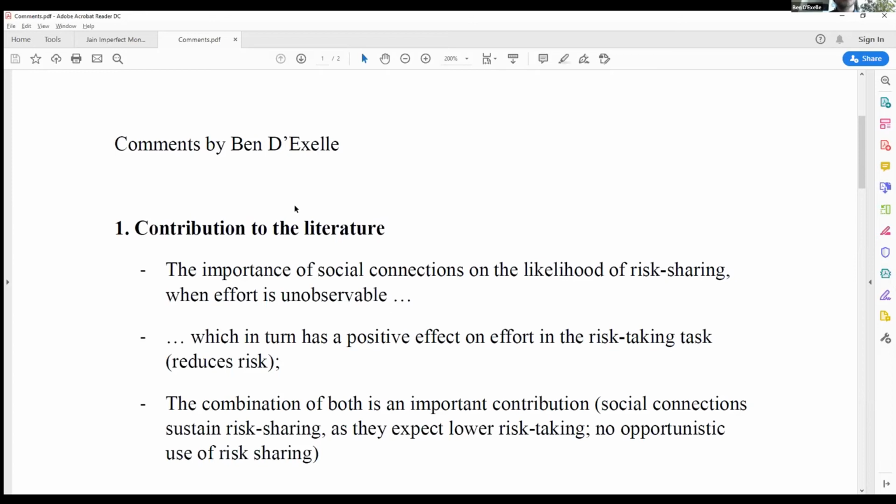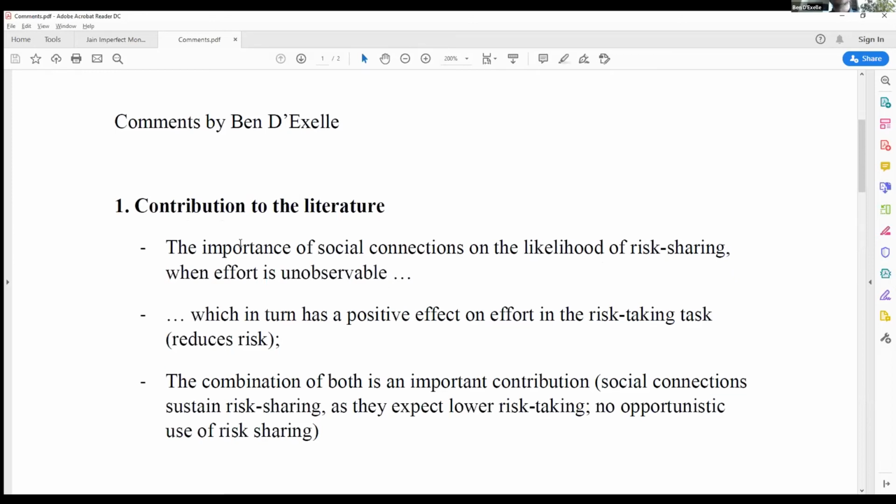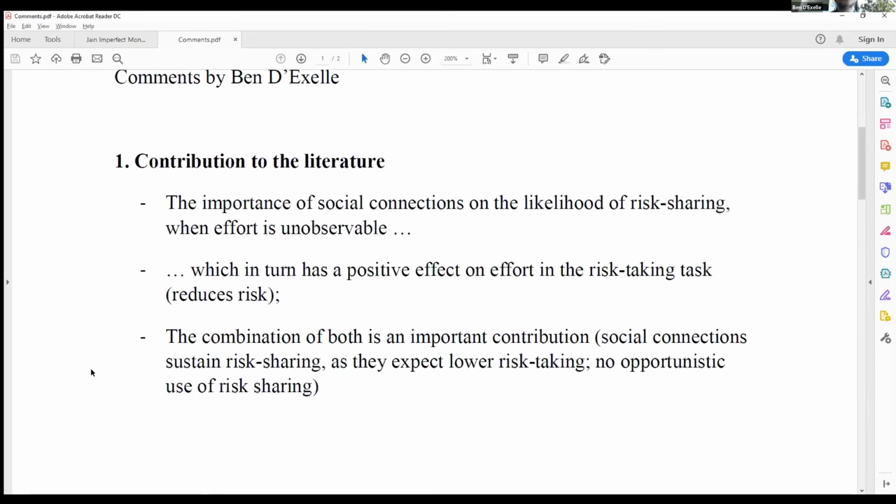So the main contribution I see with this paper is the combination of 2 elements. On the one hand, there is these social connections that increase the likelihood of risk sharing when effort is unobservable, and this then in turn has a positive effect on effort in risk taking, which reduces the risk taking. And it's the combination of both which is, I think, the key contribution to the literature.